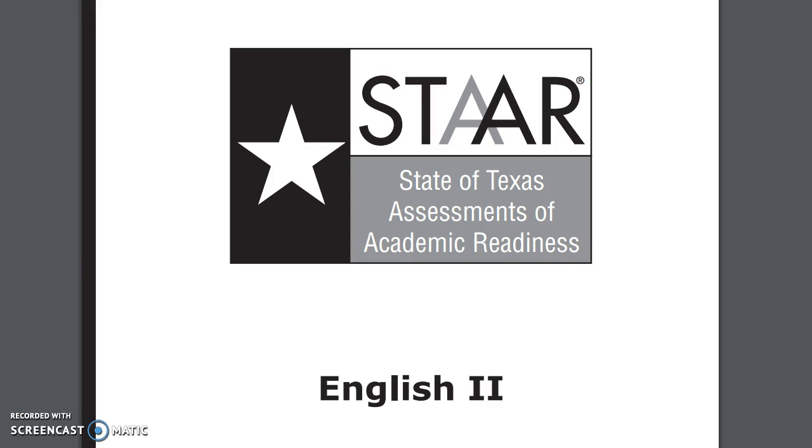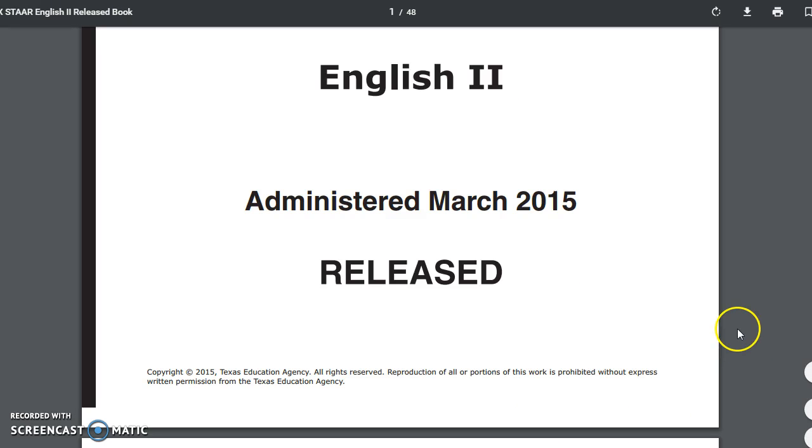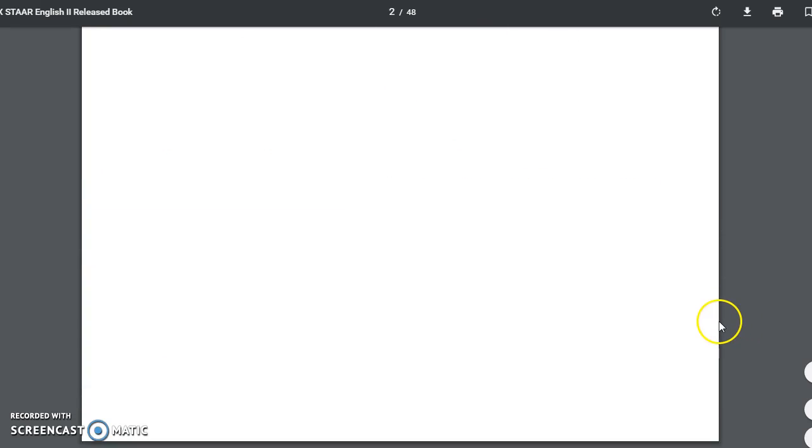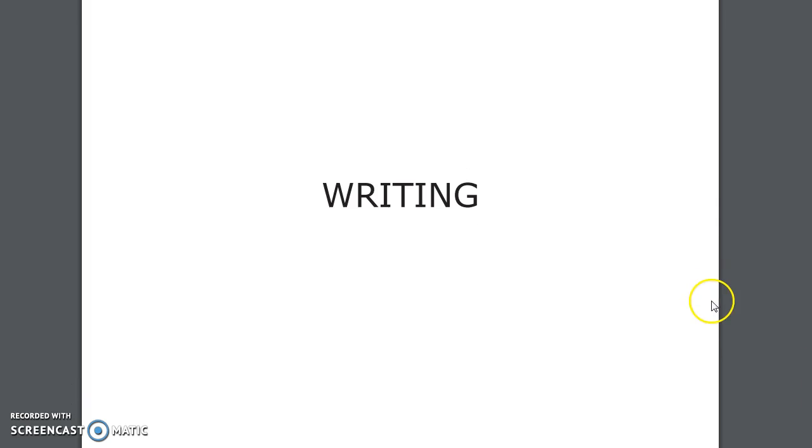So let's get started. When you first get your STAAR test, it will look something like this. And you're going to notice that it's split into 2 parts. First part, writing, and the second part, reading. So I want to start with writing.